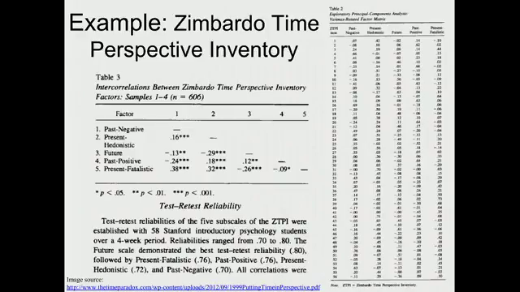So what you've got in the survey is the short version of the Zimbardo time perspective inventory, but it is trying to replicate 5 factors. Having said that, you should find an article that has used it and found 6 factors. So the debate is really between 5 or 6 factors.